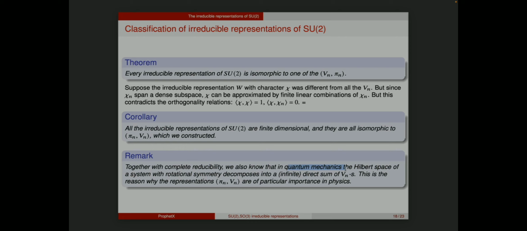So in quantum mechanics, whenever we have an SO3 rotational symmetry, the infinite dimensional Hilbert space, which is the L2 of R3, the space of square integrable functions on R3, square integrable in the Lebesgue sense, decomposes into an infinite direct sum of these Vn, which we constructed. And this is why the representations pi n and Vn are of particular importance in physics. Physicists call these spin representations. And basically that's all there is to SU2.